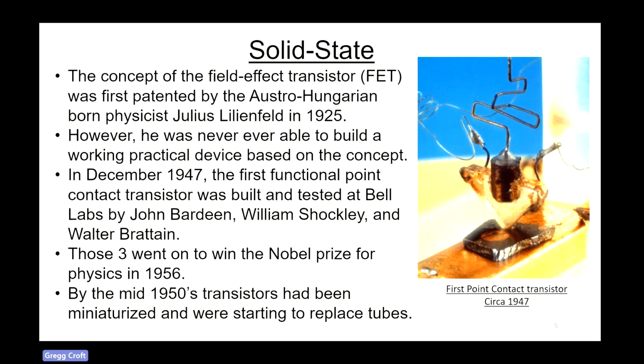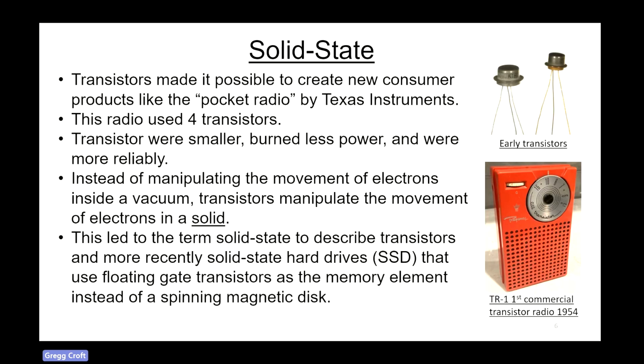By the mid-1950s, transistors had been miniaturized and they were starting to replace vacuum tubes. And you can look up in the upper right corner here, you can see what early transistors looked like. They were basically usually metal cans with 3 legs. Transistors made it possible to create new consumer products like the pocket radio by Texas Instruments, shown down in the lower right corner here. I think that was released for Christmas of 1954. I actually don't have one. So that radio had all of 4 transistors in it.